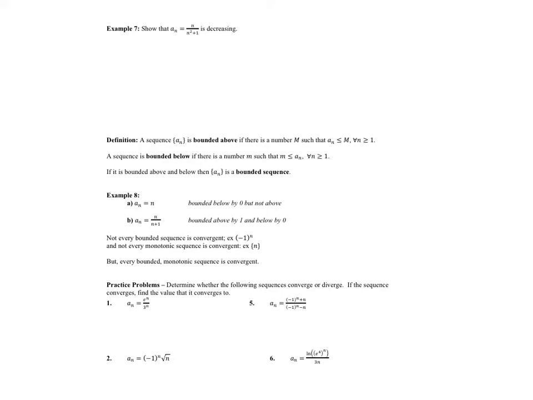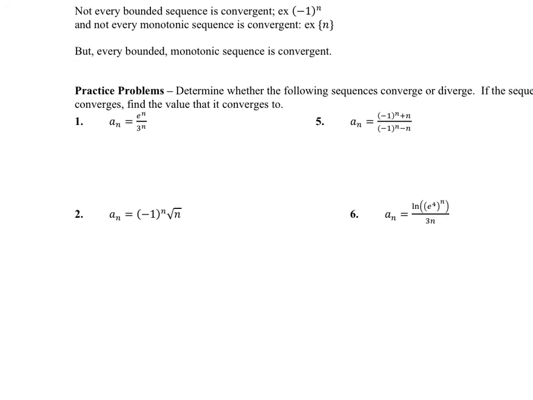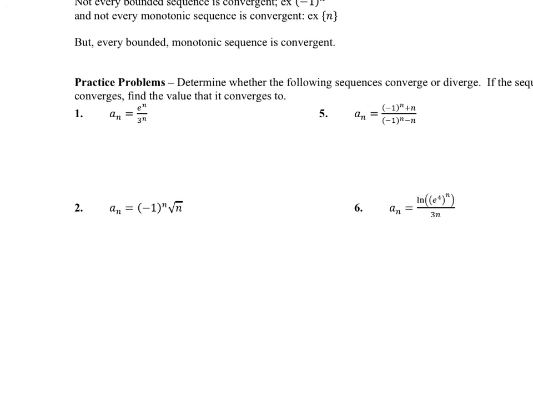This is Mr. Johnson, and these are the practice problems for section 8.1. We're working on pages 11 and 12 for these practice problems. The numbers are a little bit strange here, so we're going to look at numbers 1, 2, 5, and 6.